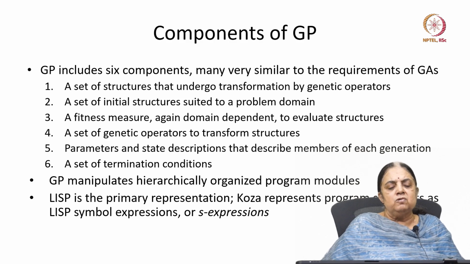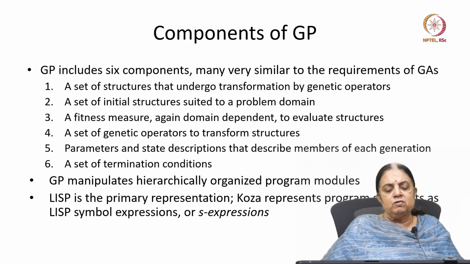Okay. So there are 6 components you have to consider, a set of structures. You start off with some structures which keep undergoing transformation by using genetic operators and coming up with new computer programs. Of course, you start off with the initial structures suited to the problem domain, and each of these structures is evaluated by using a fitness measure which is domain dependent, and you have a set of genetic operators to transform these structures.